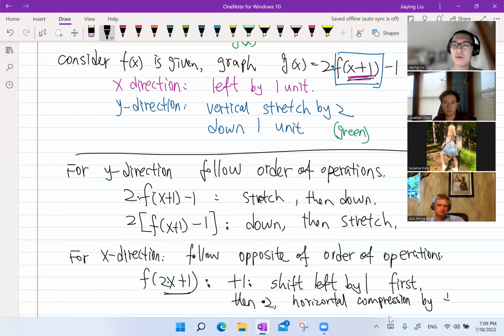By 1/2. So that's something I want to point out. It's not as straightforward as what the expression will suggest. You have to think in terms of the reverse order, not the order of operation.